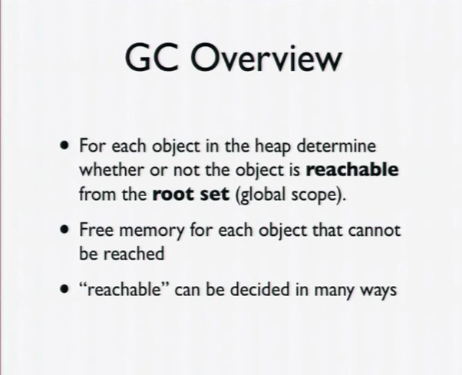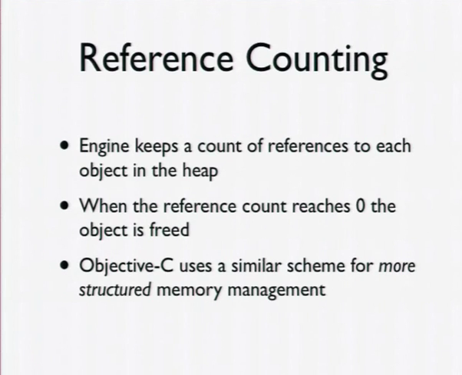And the reason why there are many actual methods of syntactic garbage collection is because reachable can actually be decided in multiple ways. So the first basic example of a garbage collecting system is called reference counting. And in reference counting, for each object in the heap, you keep a count of how many other objects in that heap are keeping a reference to it. Then, when an object reaches a reference count of 0, it means it's no longer reachable by any other objects.